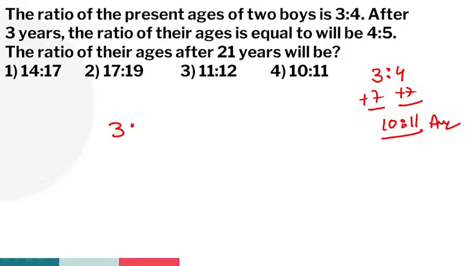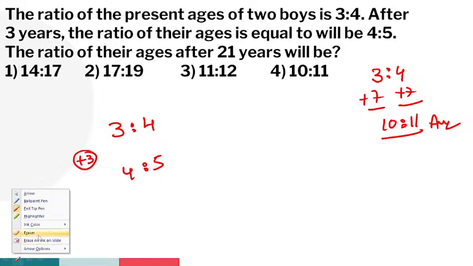Right, the present age ratio is how much? 3:4. After 3 years, age ratio is how much? 4:5.